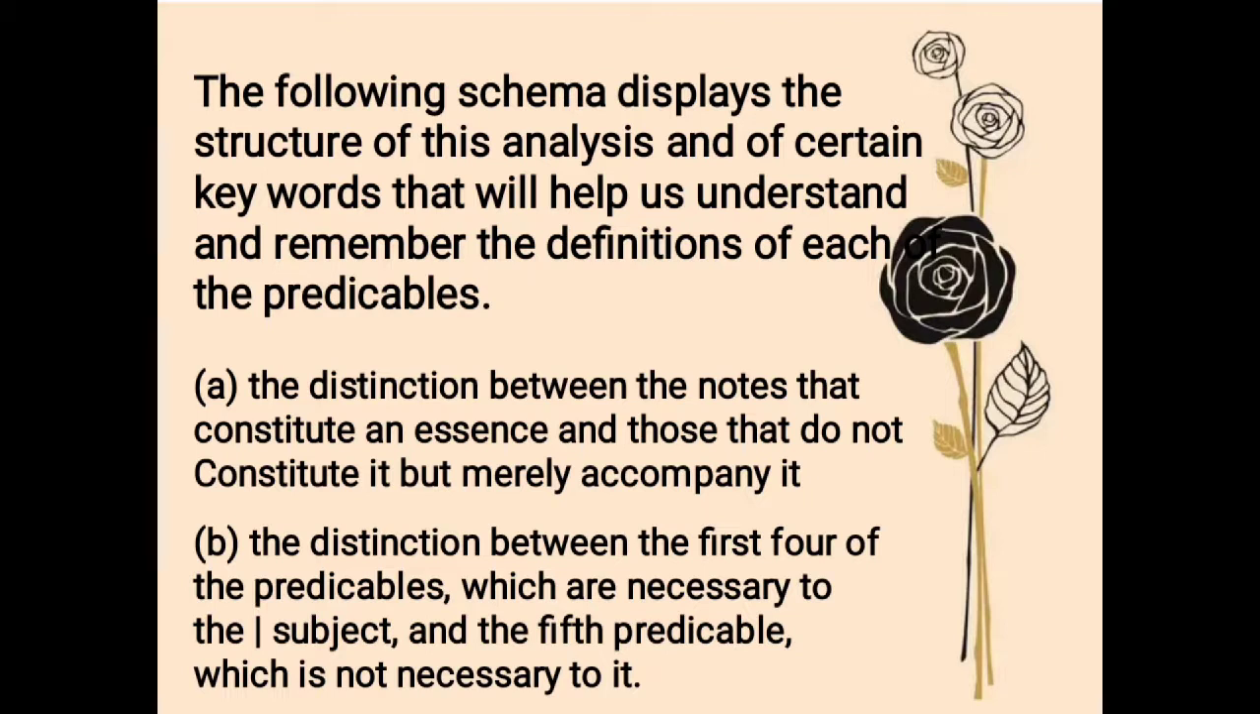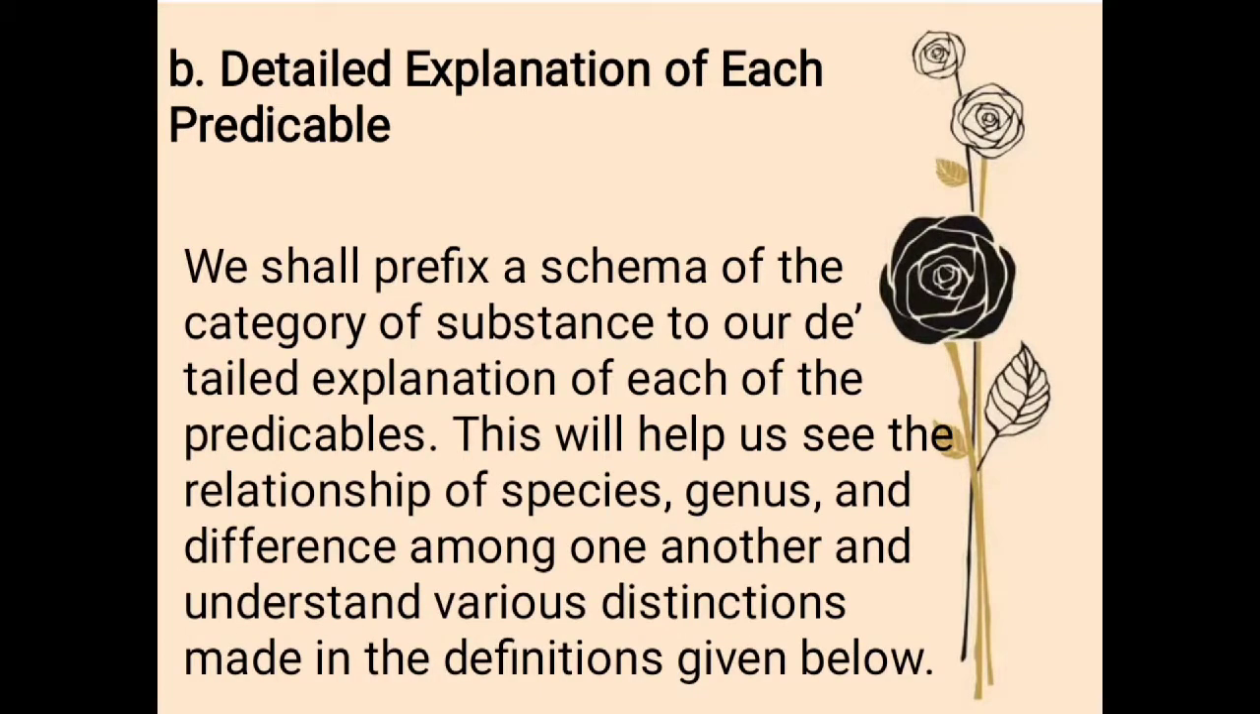Next is the detailed explanation of each predicable. We shall prefix a schema of the category of substance to our detailed explanation of each of the predicables. This will help us see the relationship of species, genus, and difference to one another, and understand various distinctions made in the definitions given below. All the predicables are universal. Consequently, all of them express the nature of many really distinct individuals and can be predicated of each of the individuals in exactly the same sense.